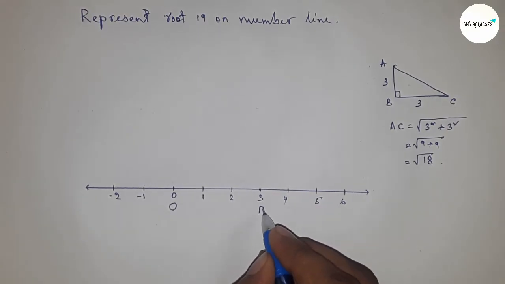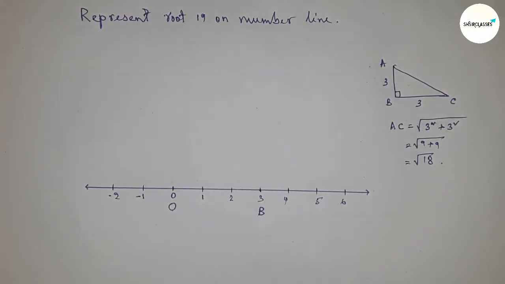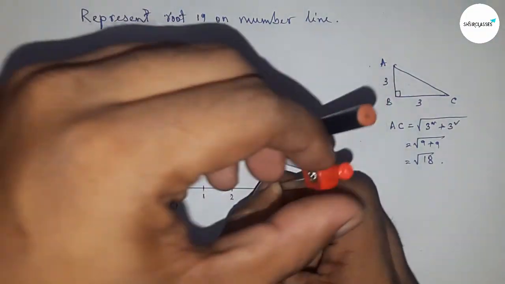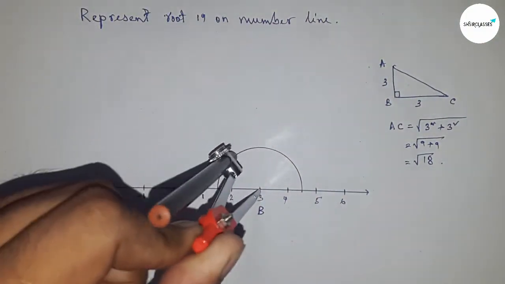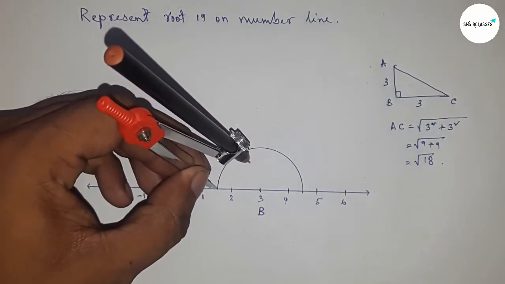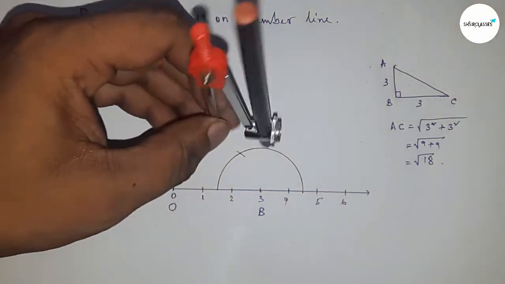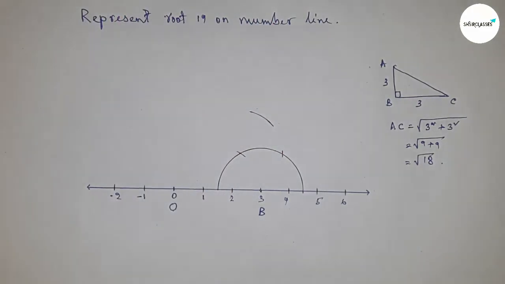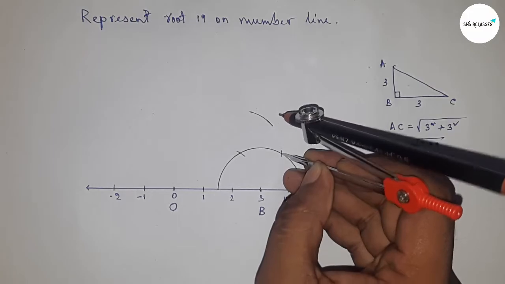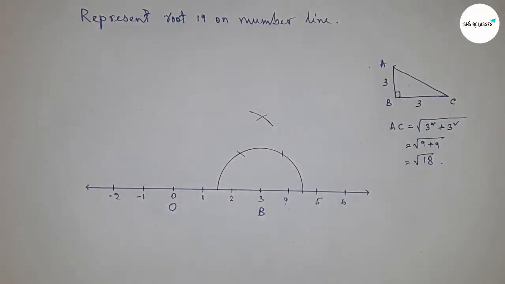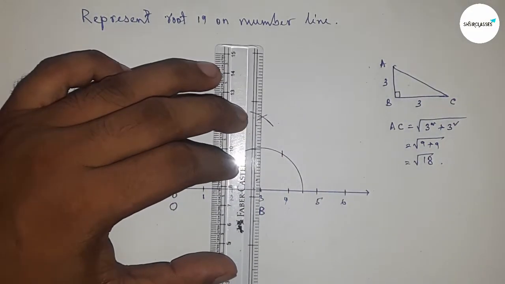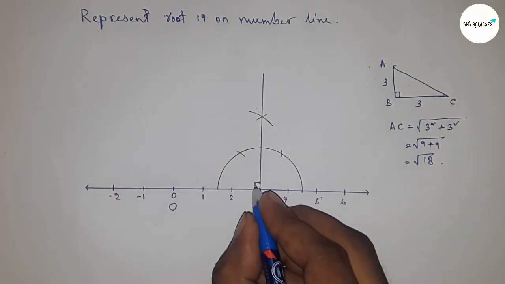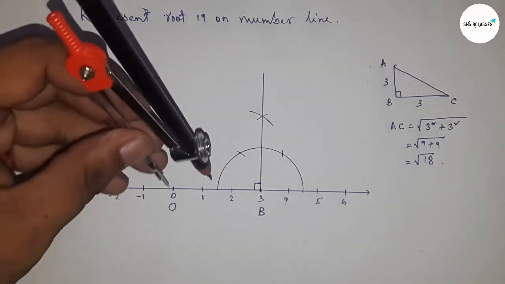Okay, so this is taking point B. Now first constructing root 18 on 3. Okay, so first drawing a 90-degree angle on the point 3 or B. So first constructing a 90-degree angle on the point 3. Okay, next joining this to get the 90 degrees. So we got a 90-degree angle here.